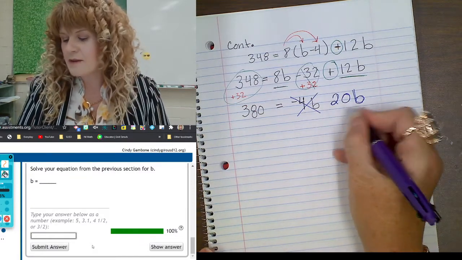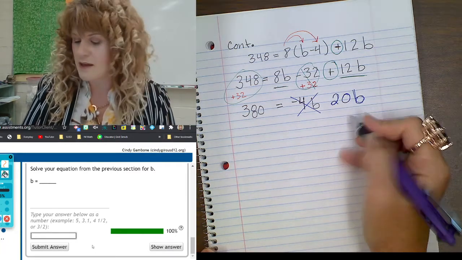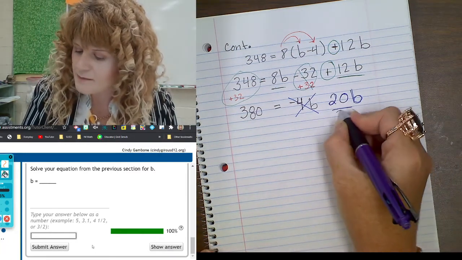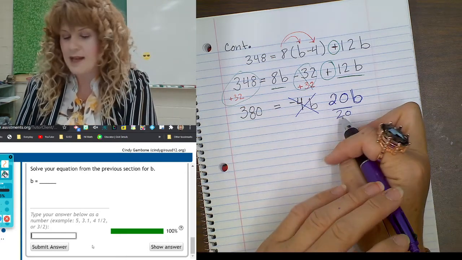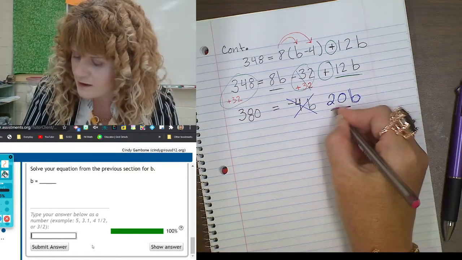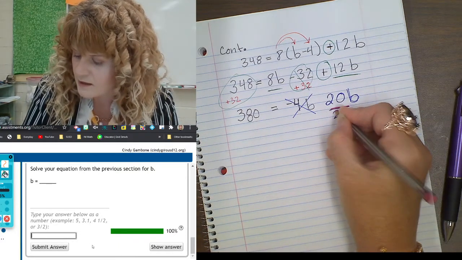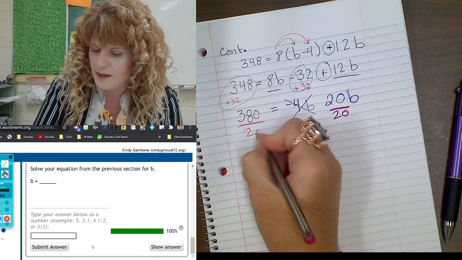Isolate the variable. That means we have to get rid of the 20 being multiplied by the b. So divide by 20. And remember, you have to do the same thing to both sides. I should have done that in a different color. There, divide by 20. And then over here, divide by 20.